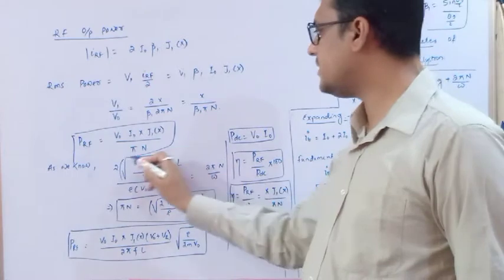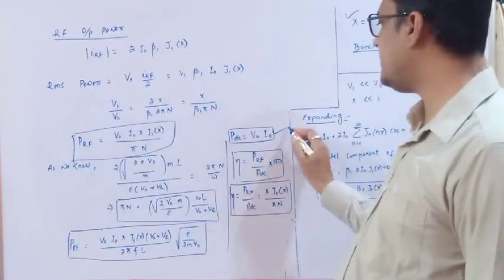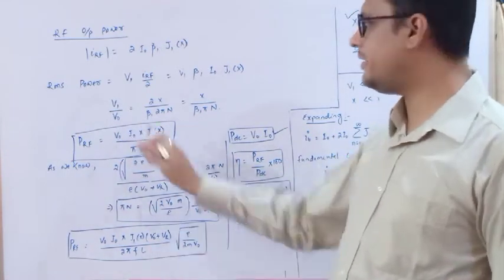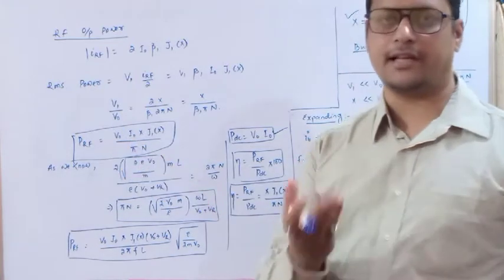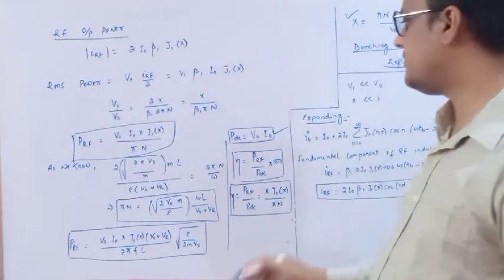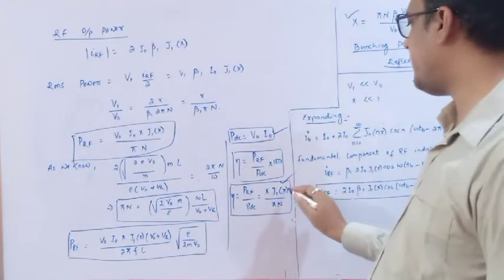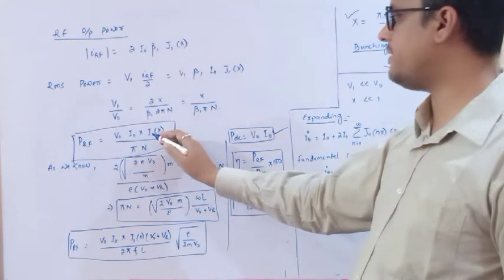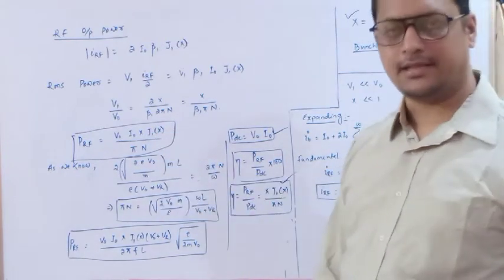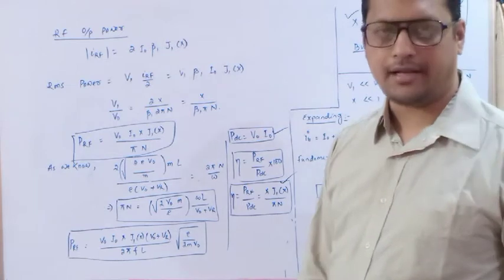Done. So what is my DC power? DC power is V naught into I naught. Take this component down, you will get your efficiency. So efficiency is X J1 of X divided by pi n. That is the efficiency of a reflex klystron.